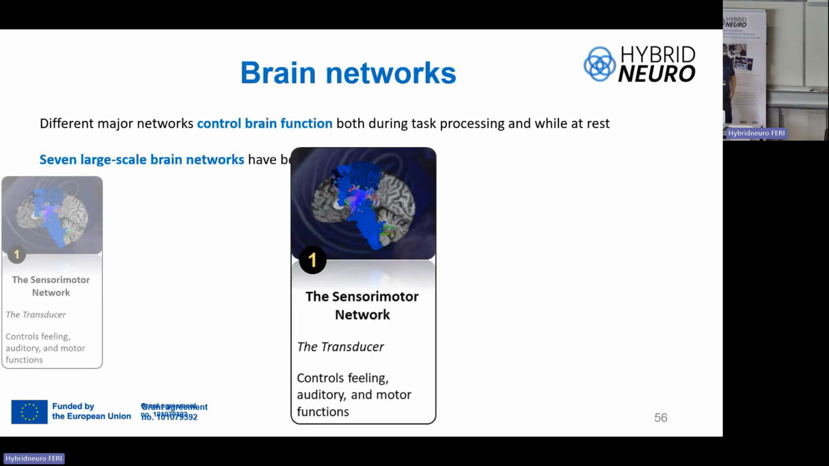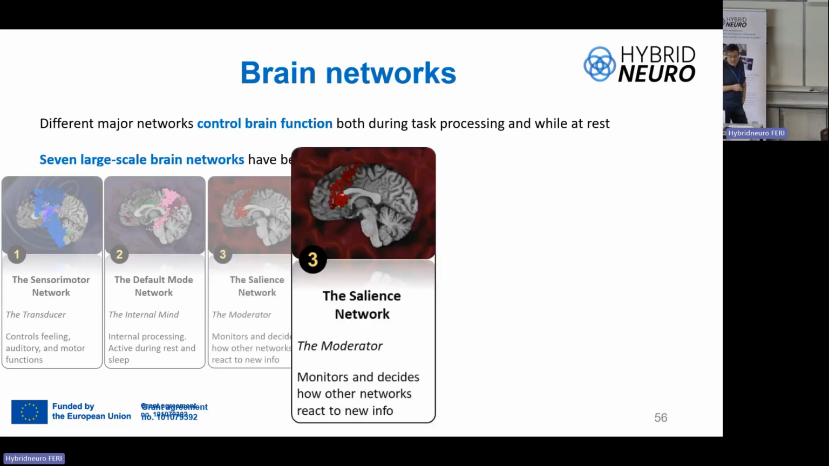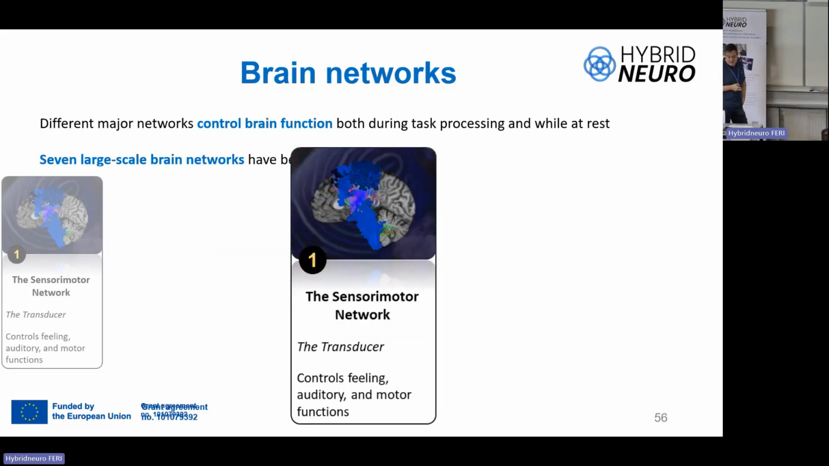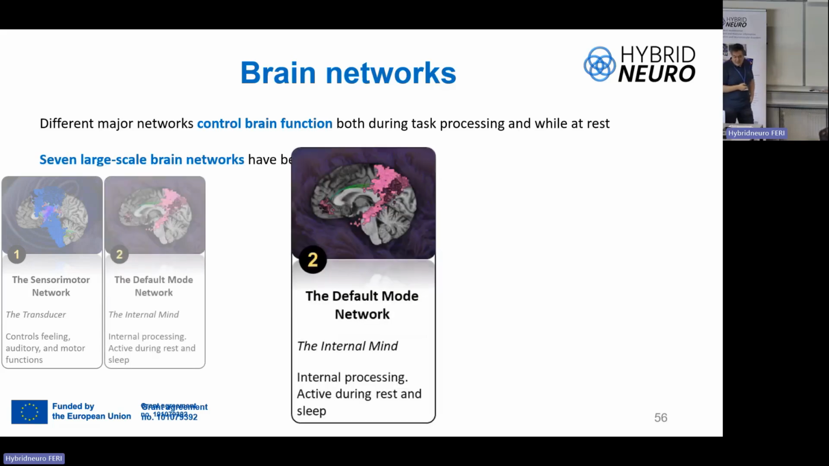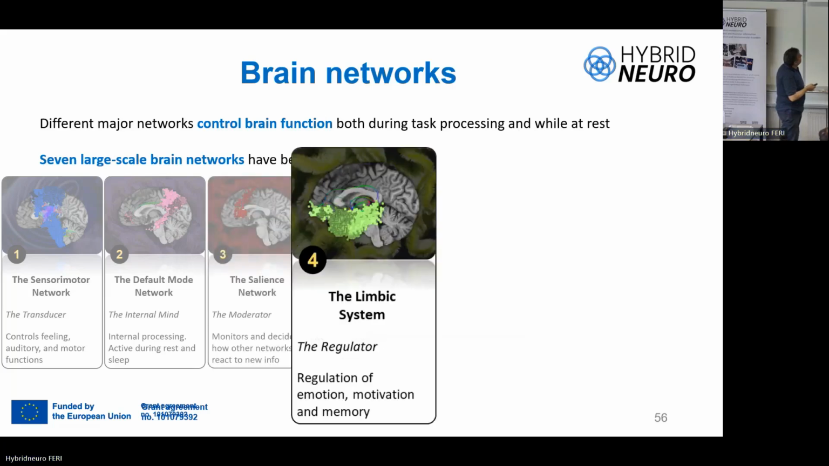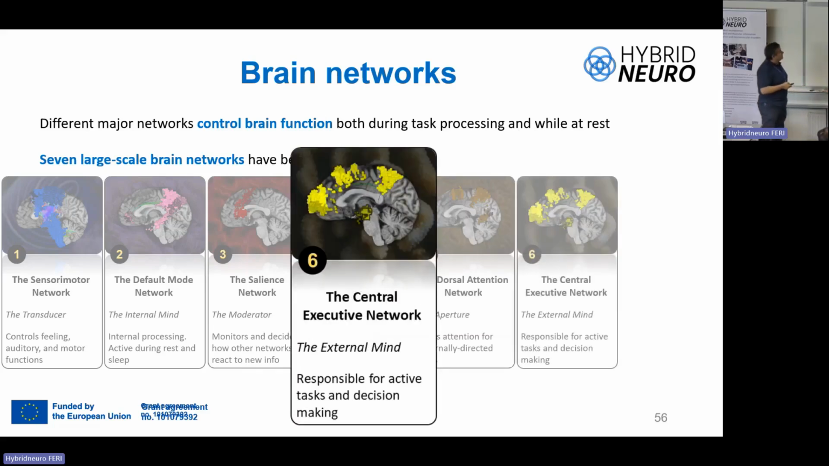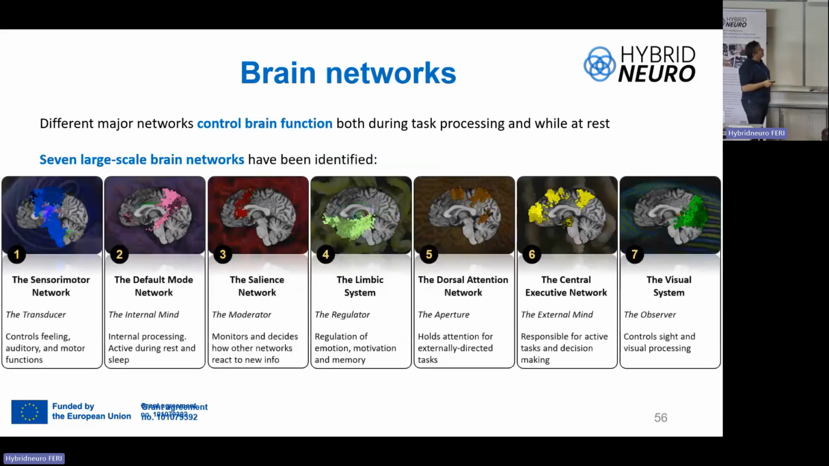Well, there are 7 large-scale brain networks in the brain, very well localized. Depending on your interest and the experiment, you can focus on different areas. Maybe here, the second one is the internal mind, internal processing, so it's relatively important in some diseases. But in this case, the dorsal attention network, we have this information in the presentation. You have to move.